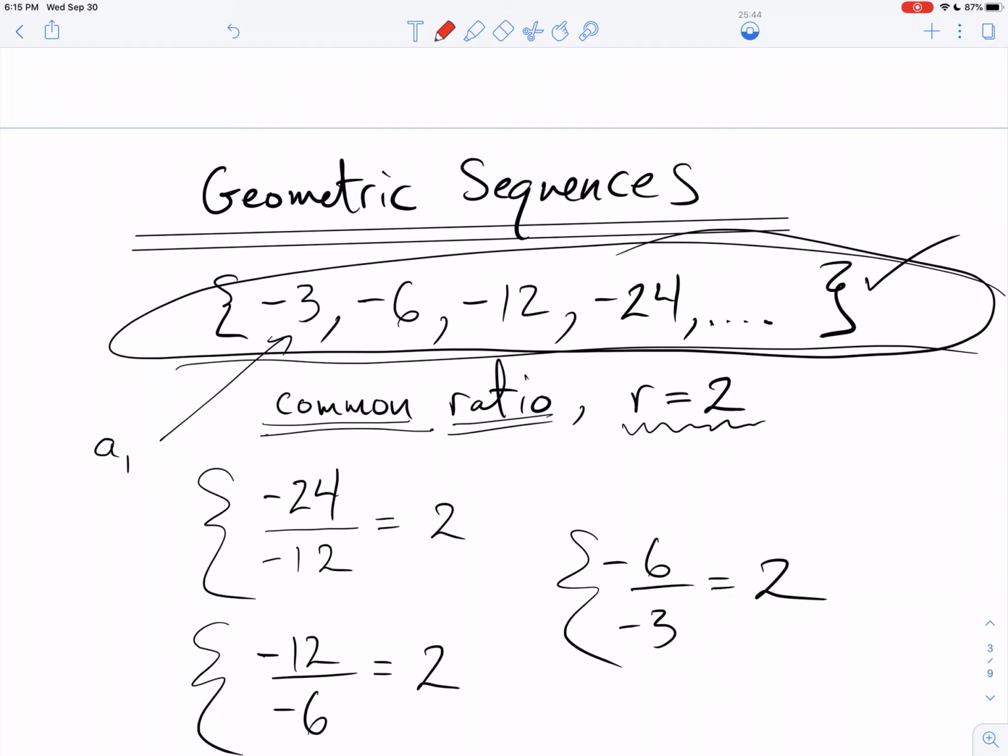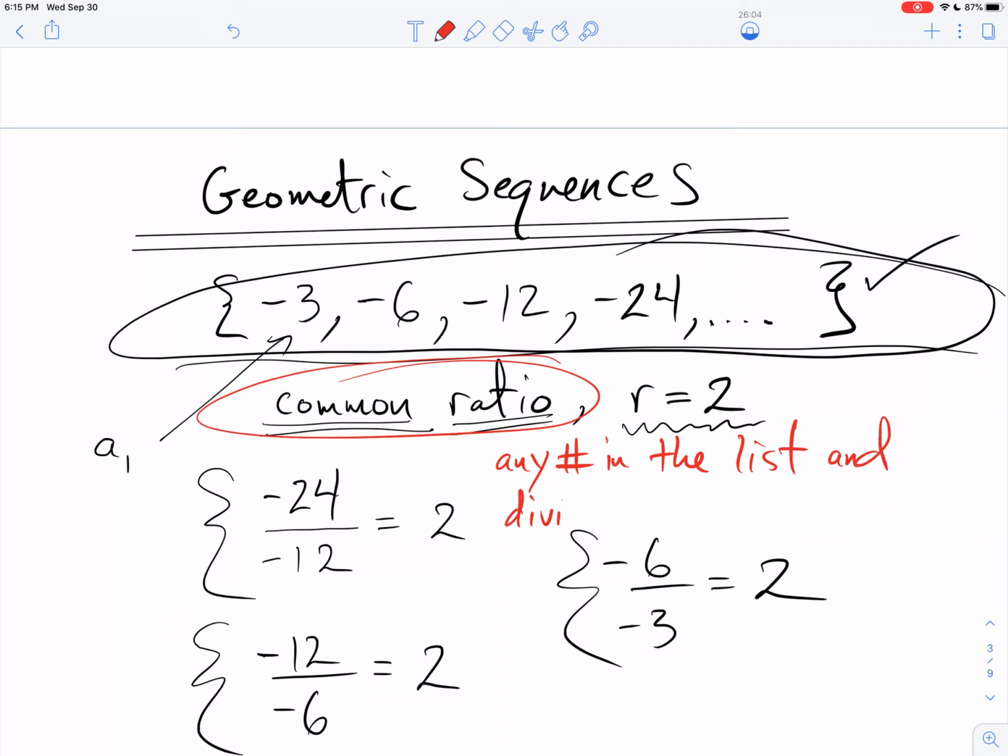And remember, this is something you might forget down the road, but when they get gnarly and you're going, I wonder what the ratio is, just remember the common ratio. Take any number in the list, and divide by the one that came before it. And I know you're not supposed to write like that, but I'm a teacher, so I mean.